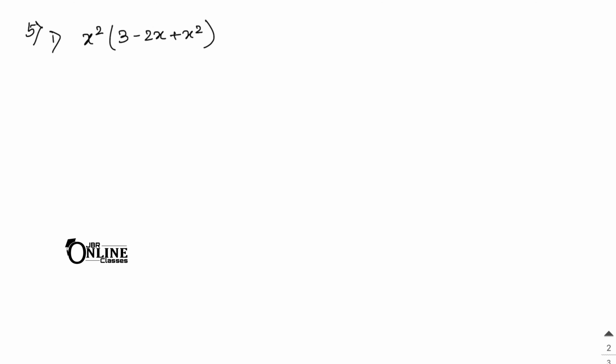Now sum number 5. Simplify the following expression and evaluate them as directed. So here the first one, x square into 3 minus 2x plus x square. Whenever you first multiply this one, you will get 3x square, then minus 2x cube, and the last one will be x to the power 4. Now you have to evaluate the value for x equal to 1, for x equal to minus 1, for x equal to 2 by 3, and the last one x equal to minus half.